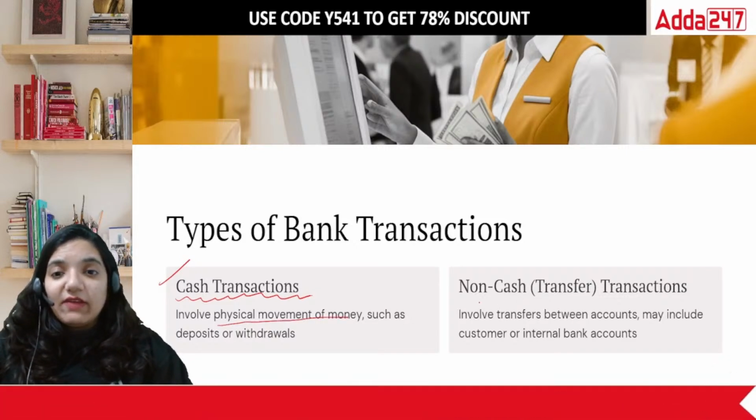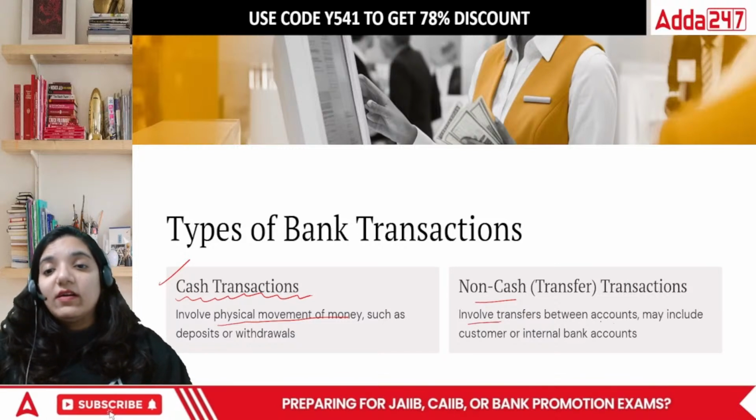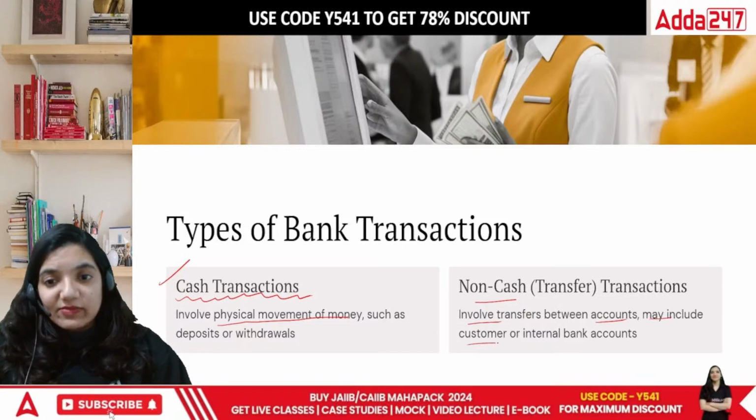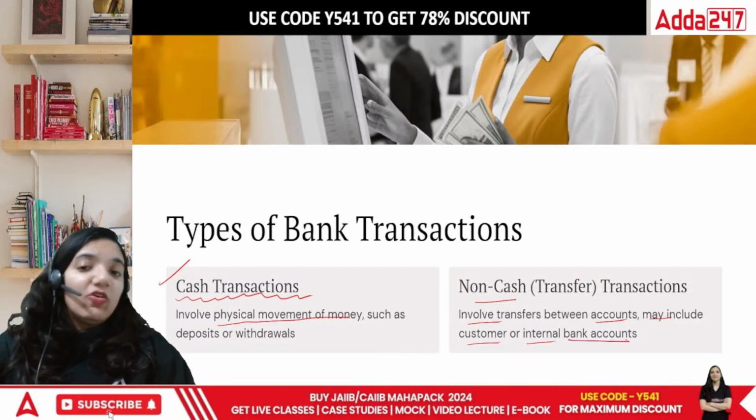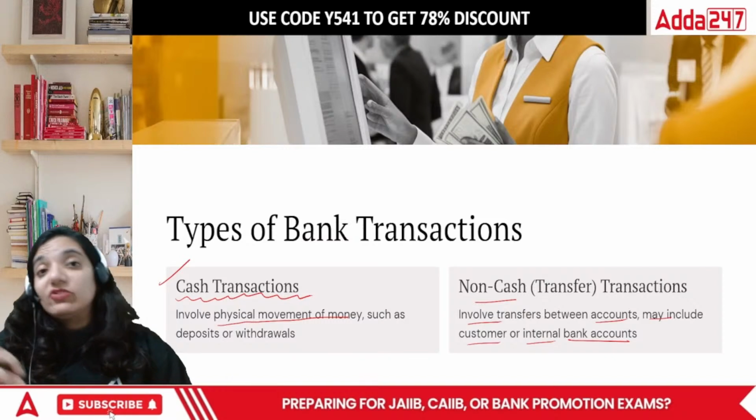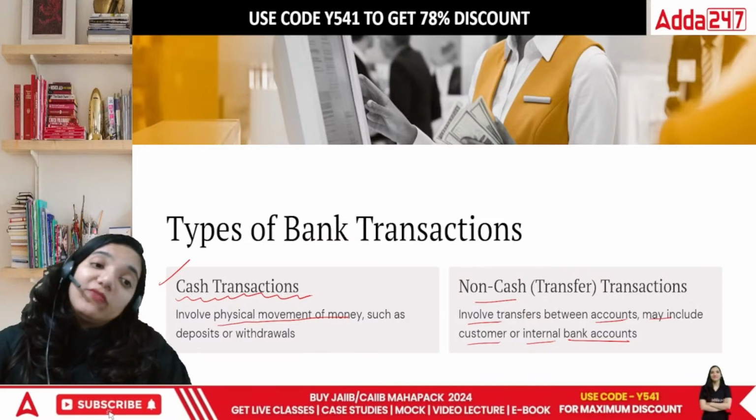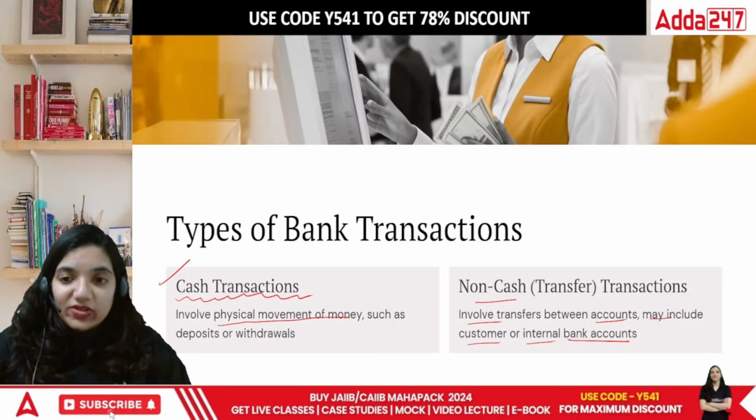Okay, and then we have the non-cash transactions. Non-cash transactions involve accounts that may include customer or internal bank accounts. Anything that is happening within the organization, where there is no specific movement of funds, is covered under non-cash. If there is a movement of funds only, then it is considered a cash transaction.